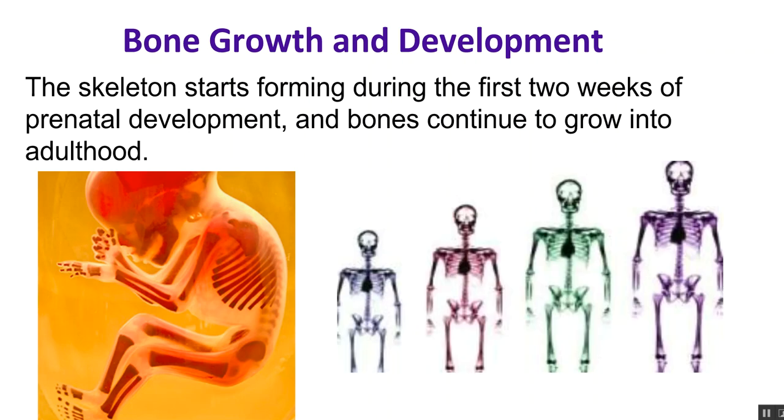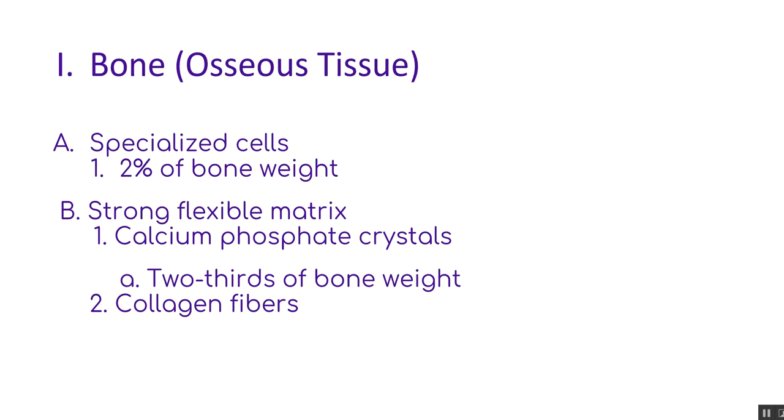Your bones do continue to grow as you go into adulthood. Some of your bones, not all of them, but some of your bones keep growing all the way till you're 25. So first, start with bone, your osseous tissue. So os, O-S-S, or osseous, or osseo, O-S-S-E-O, all mean bone. So whenever you see that, you know we're talking about bone.